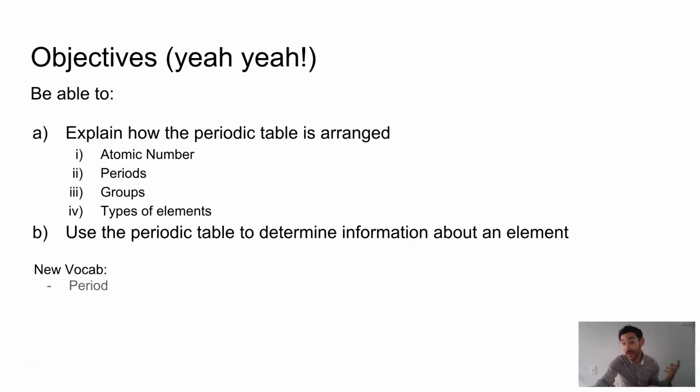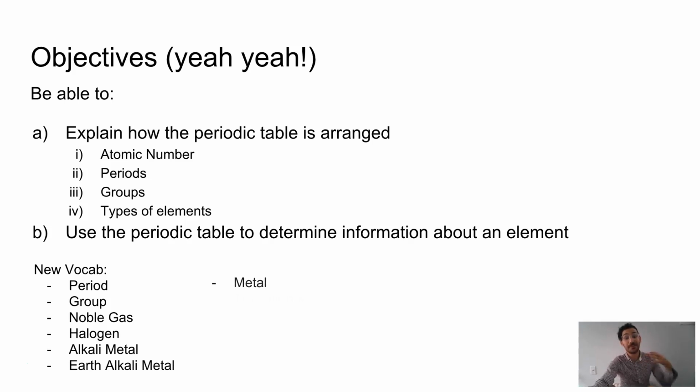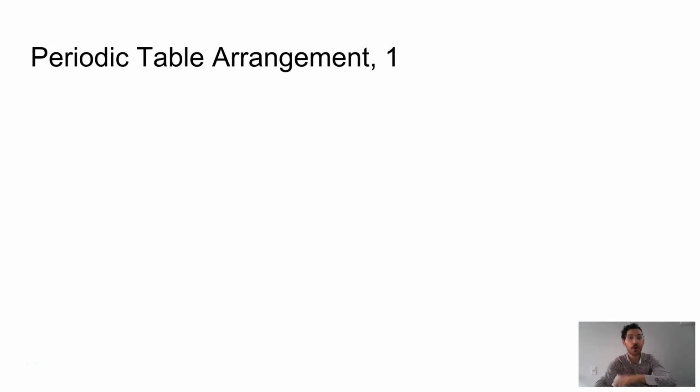And there will be some new vocab in here. We'll say period and group a bunch of times. We'll mention noble gases and halogens and alkali metals and alkaline earth metals and transition metals and rare earth metals. That's a lot of metals. And also non-metals, things that are specifically not metals. So let's get going with that.